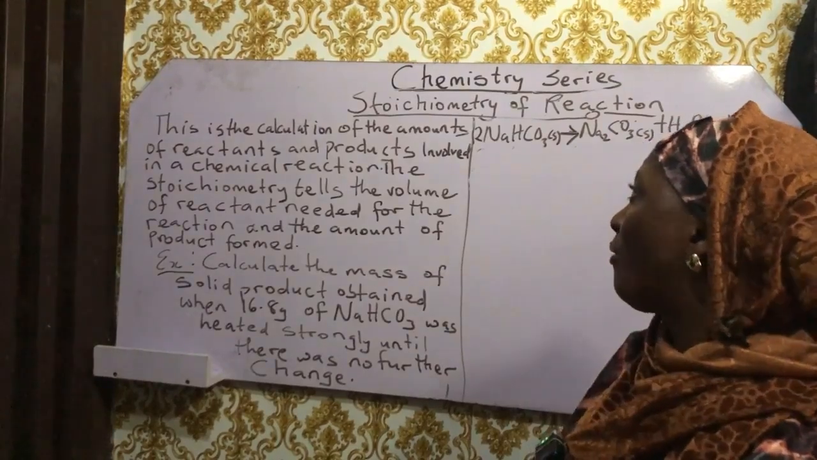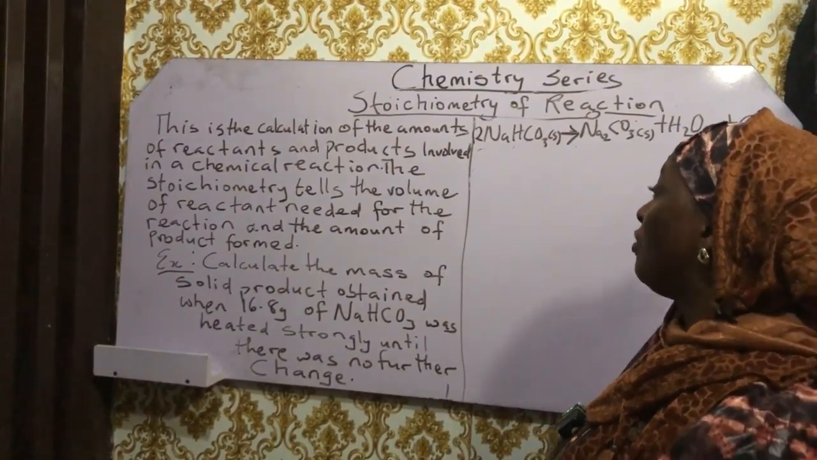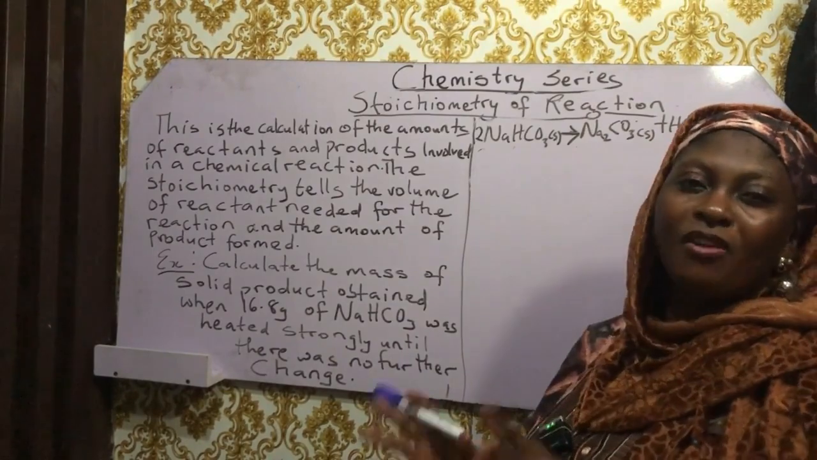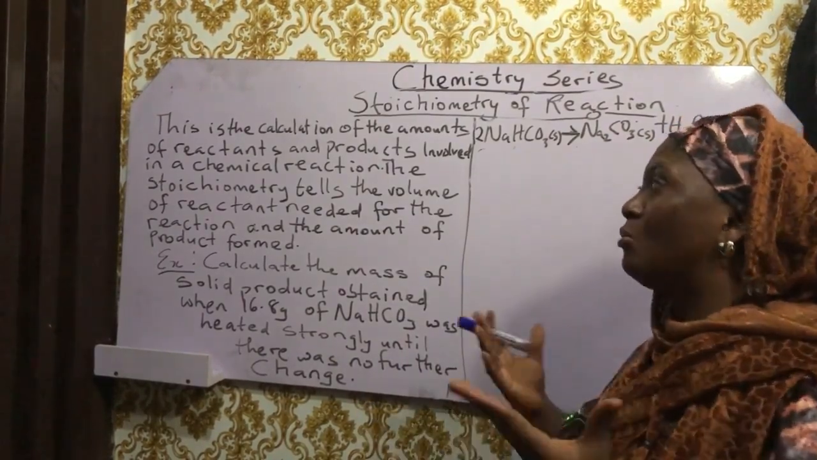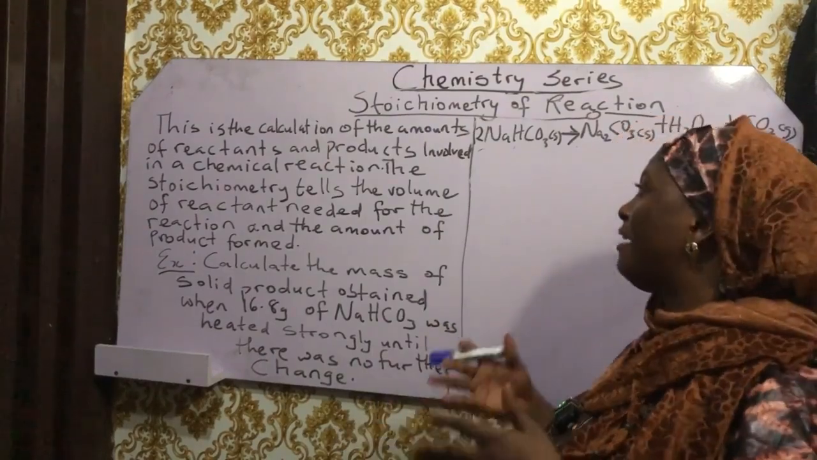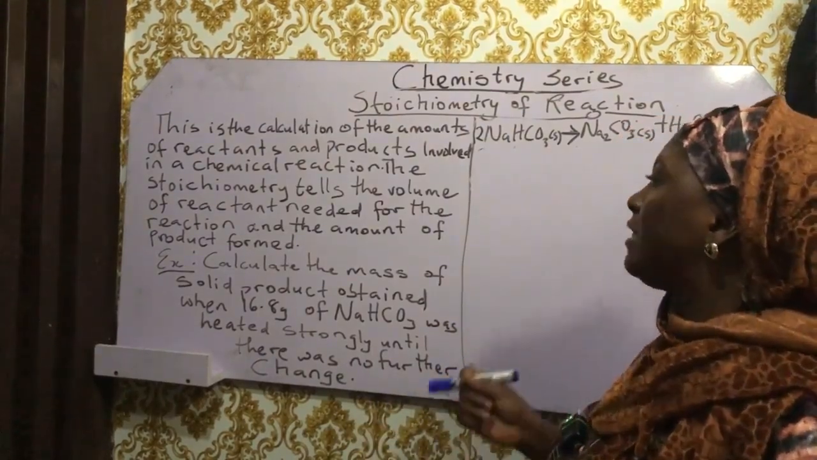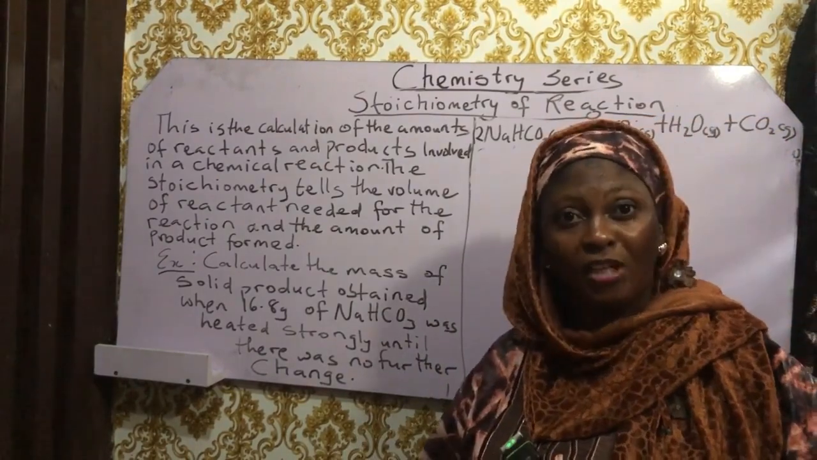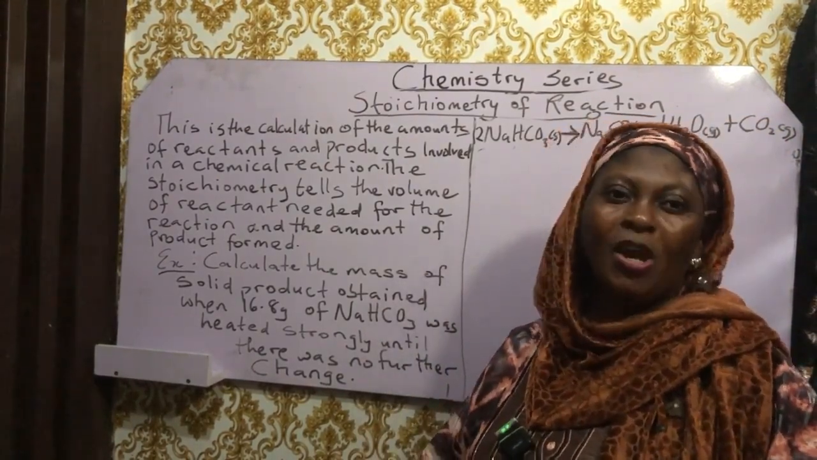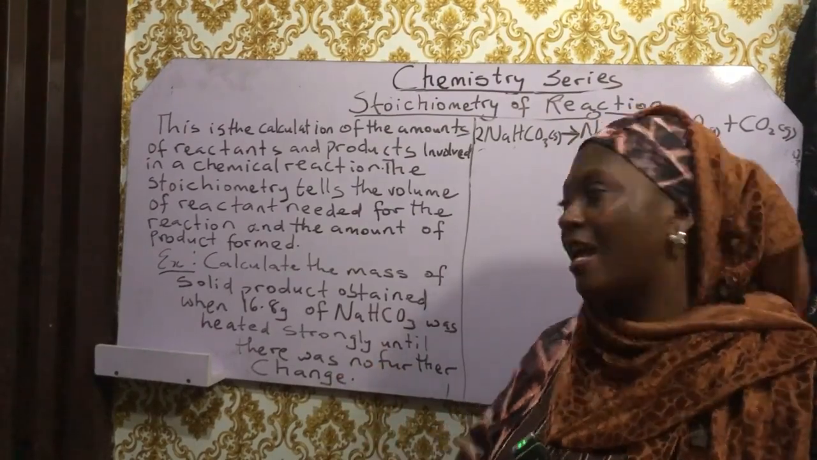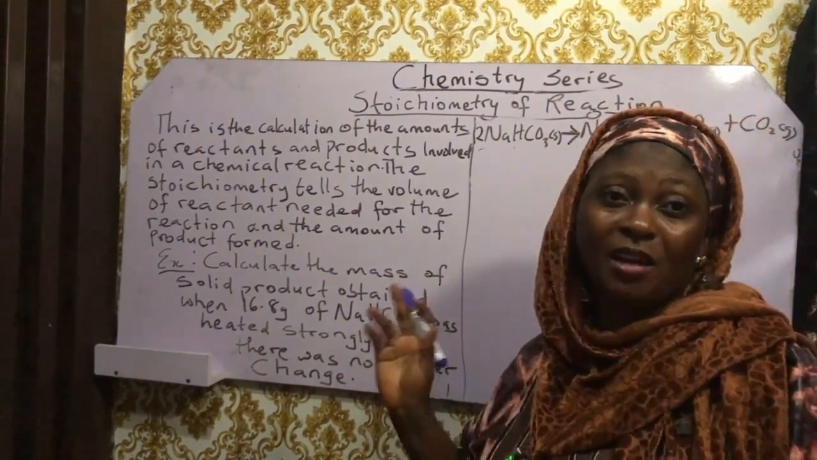In this class, we are going to be talking about stoichiometry of reaction. Stoichiometry of reaction is the calculation of the amount of reactants and products in the reaction. It tells the volume of reactant needed for the reaction and the amount of products formed. To get a better understanding of this, let's take a look at the example on the board.